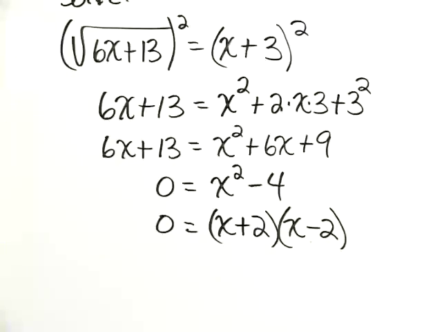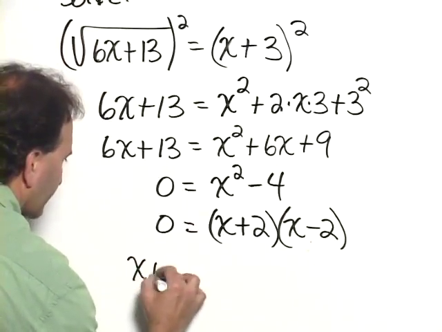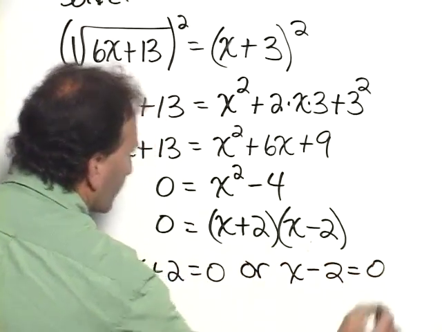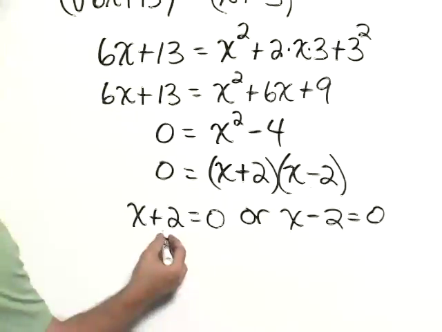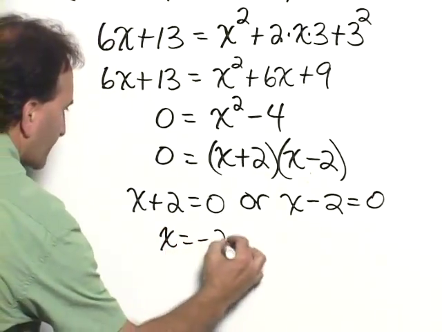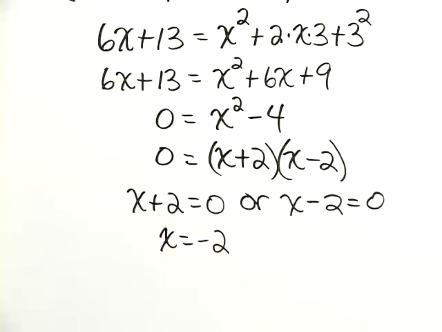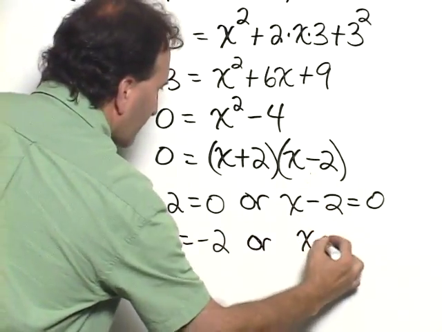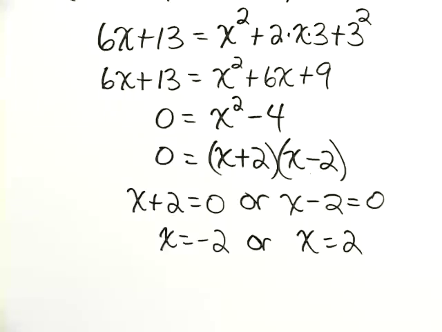And now use the principle of zero products and write it as x plus 2 equals 0 or x minus 2 equals 0. Solving on this side, we subtract 2 from each side to get x equals negative 2. Or here to solve, we add 2 to both sides to get x equals 2.